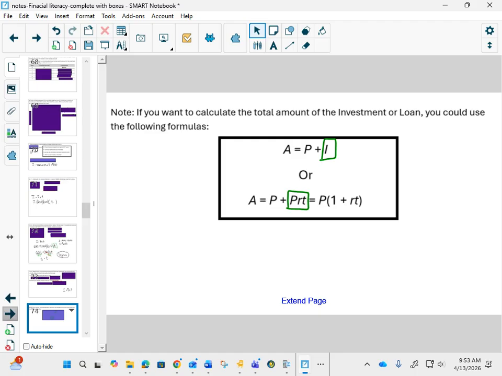I think it's easiest if you have your interest rate formula on there, and then it makes sense that you're just going to have your principal plus your interest for your total amount.